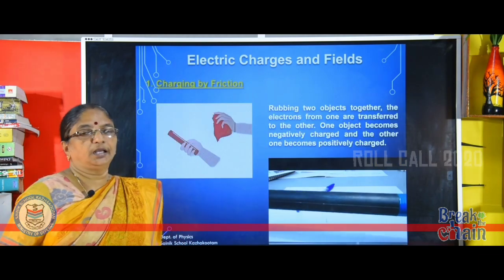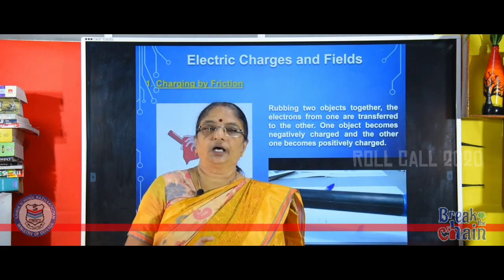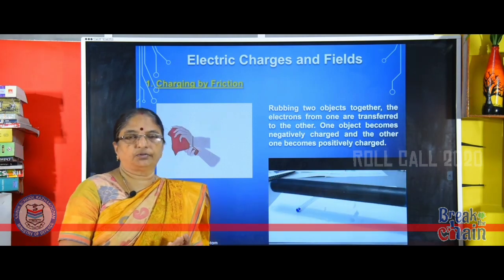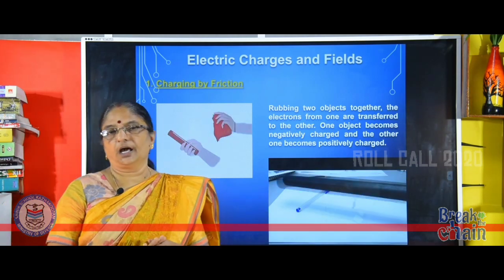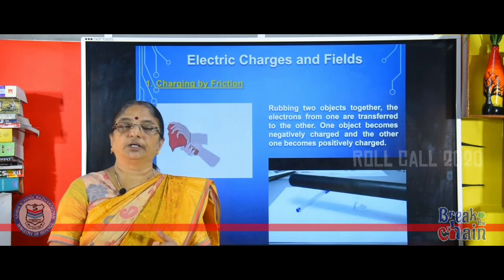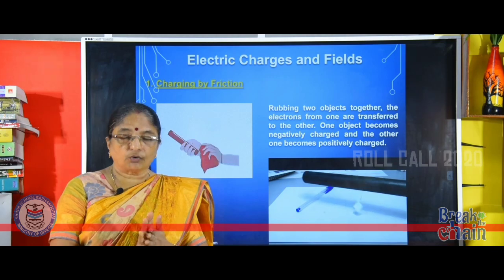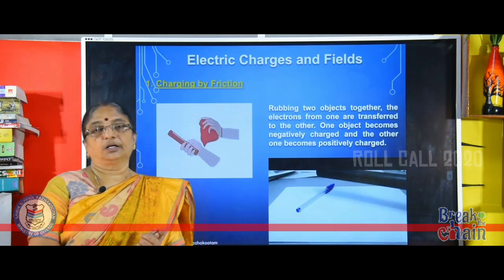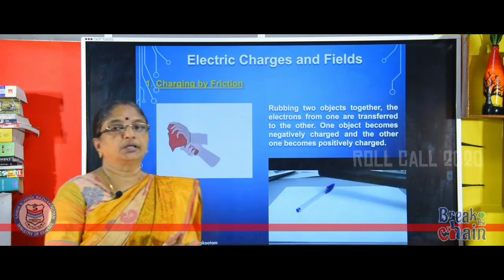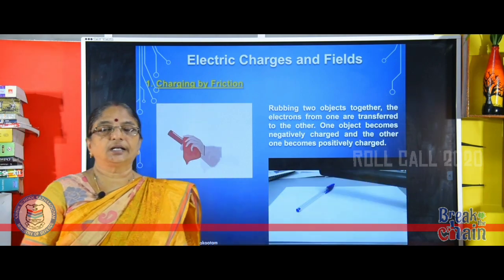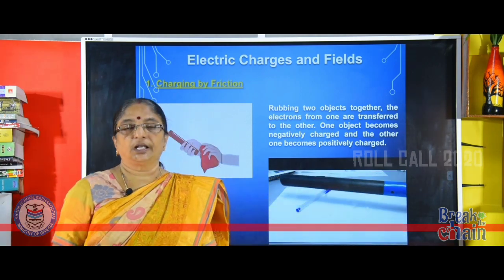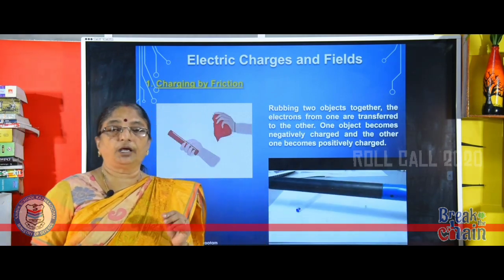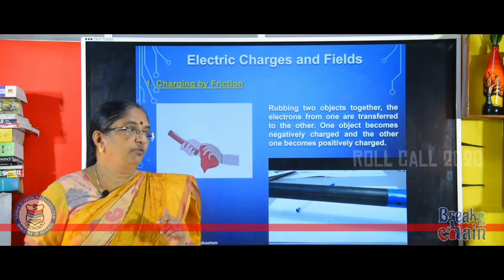Charging by friction means rubbing two objects together, and as seen here, we can see a glass rod rubbed with silk. Glass is becoming positive and silk is becoming negative. What happens when the glass rod is rubbed with the silk? Electrons are moved from glass to silk, so glass becomes positively charged and silk becomes negatively charged. By rubbing two objects, electrons get transferred from one body to another, so that it can attract very minute bits of paper also.